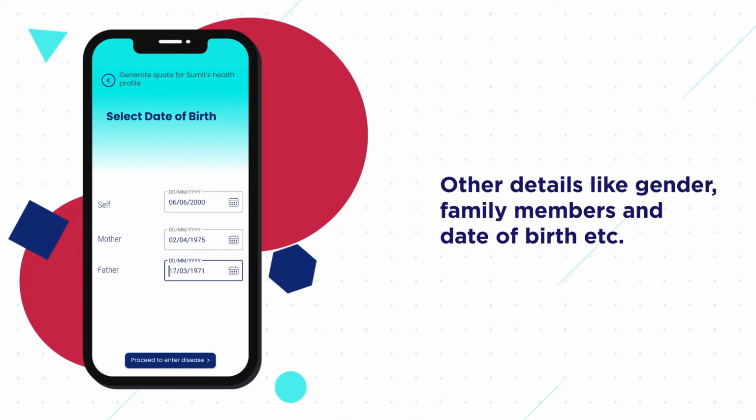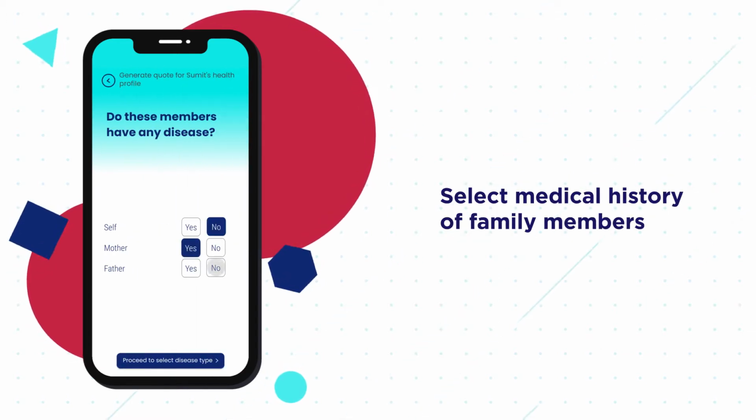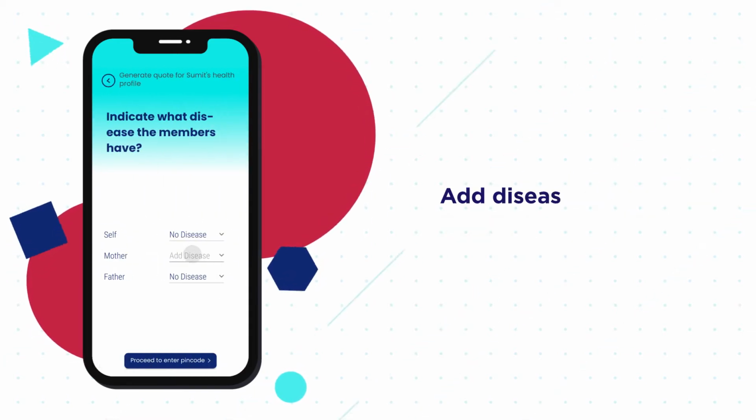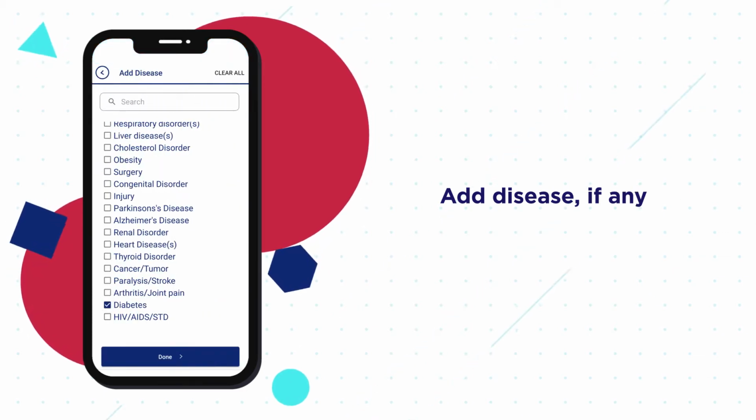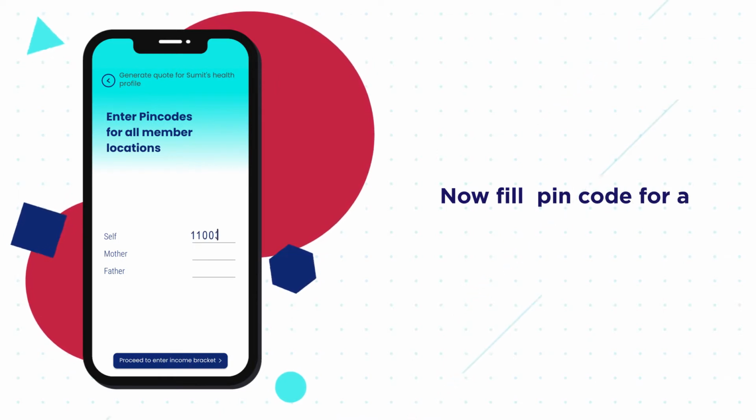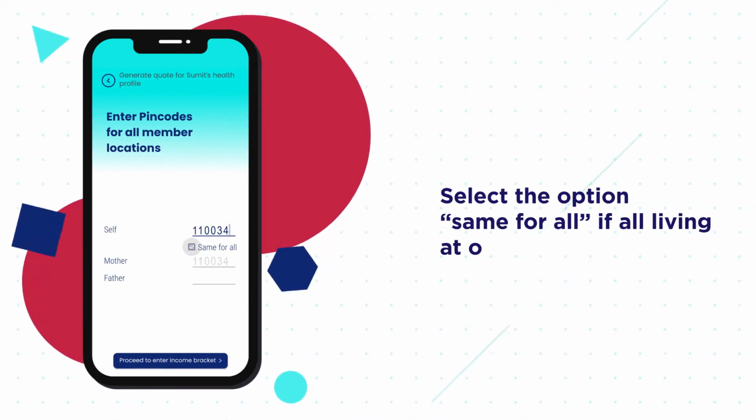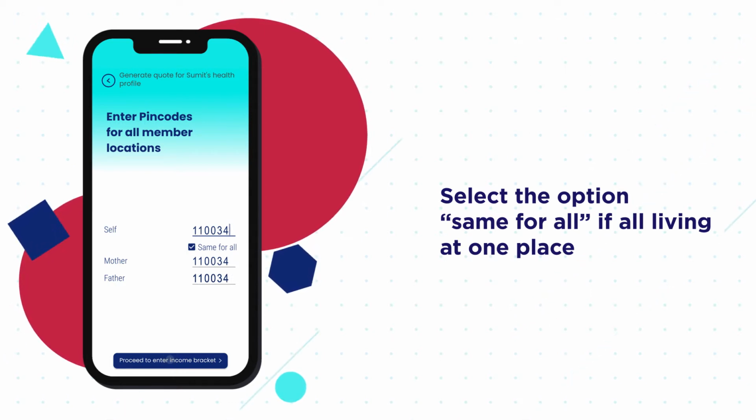and date of birth, etc. Select medical history of family members. Add disease, if any. Now fill PIN code for all members. Select the option Same for all if all living at one place.